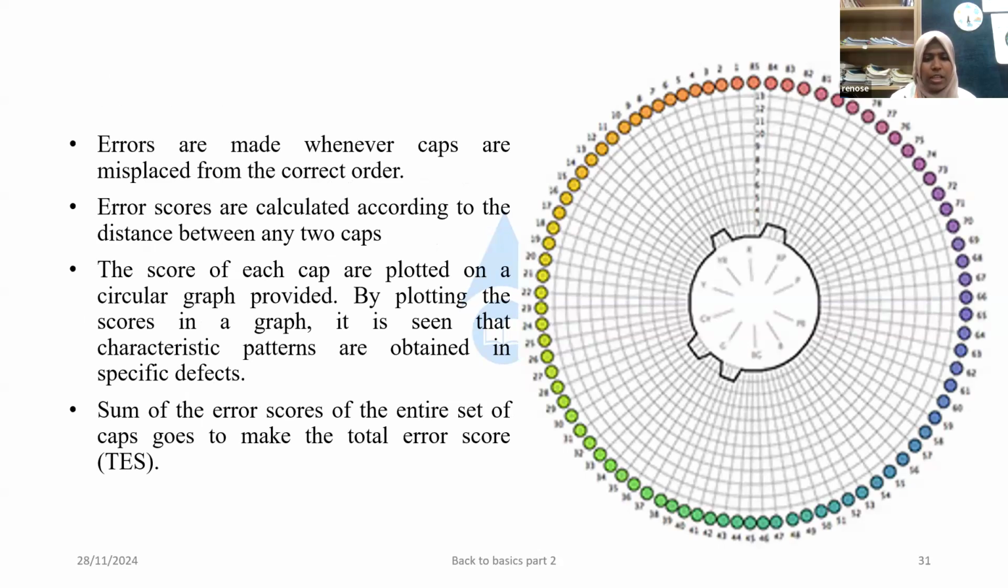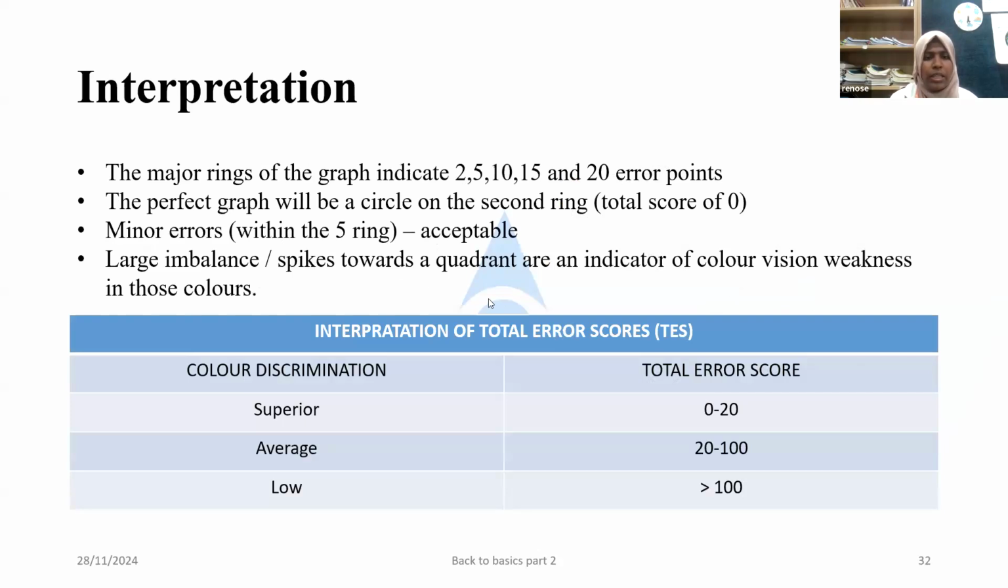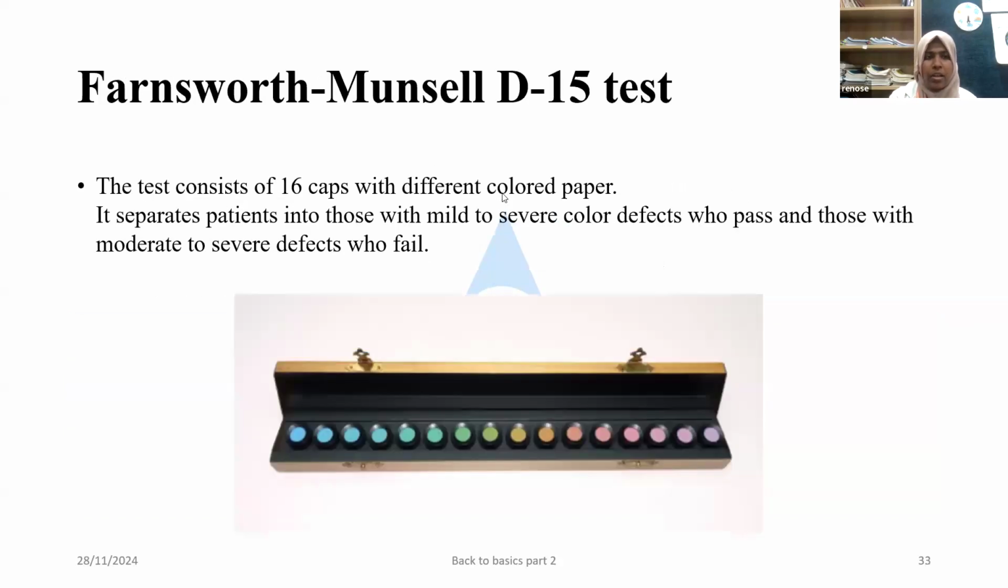Sum the error scores of the entire set of caps to make the total error score. Interpretation: the major rings of the graph indicate 2, 5, 10, 15, and 20 error points. The perfect graph will be circled on the second ring. Minor errors within the 5 ring are acceptable. Large spikes towards a quadrant indicate color vision weakness in those colors. Interpretation of total error score: color discrimination superior is 0 to 20, average 20 to 100, and low is more than 100.